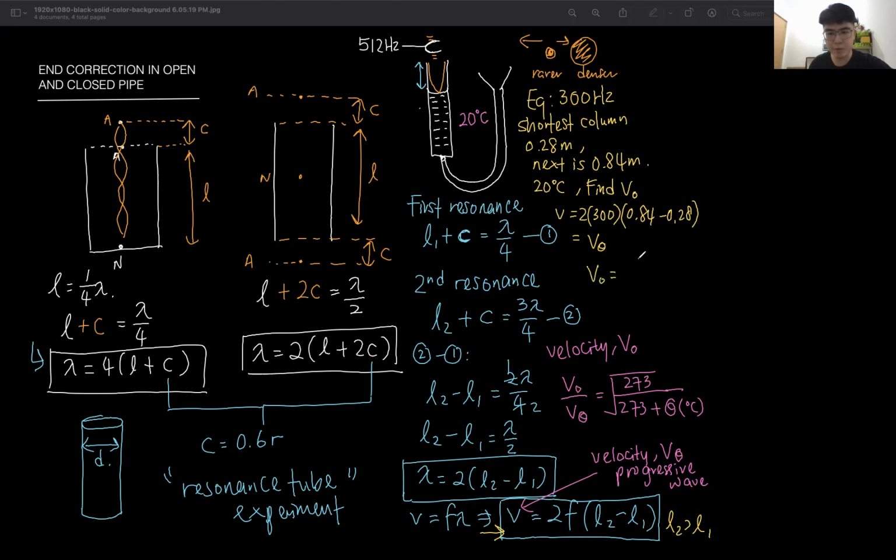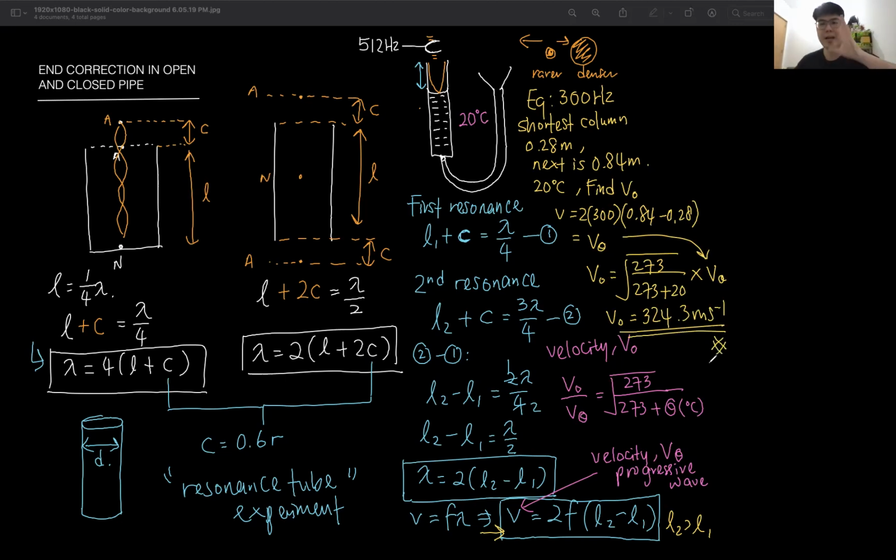Then I convert it to ice point. V naught equals 273 over 273 plus 20, times whatever answer you get from here. You go here, you get the V naught. So it's about 24.3 meter per second. That is the velocity of the sound wave that is produced by the tuning fork.